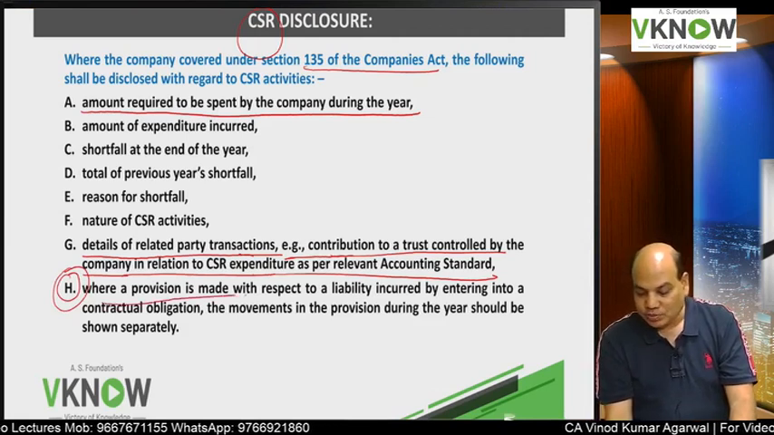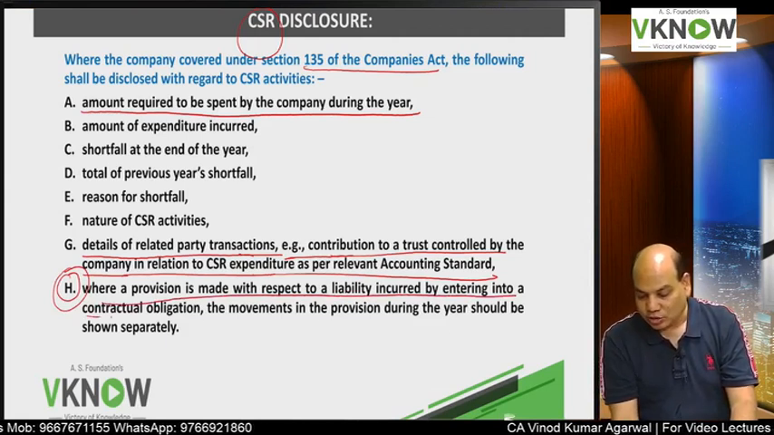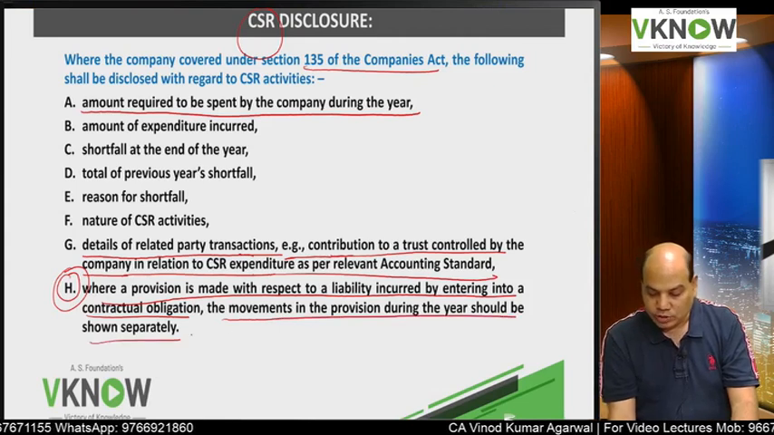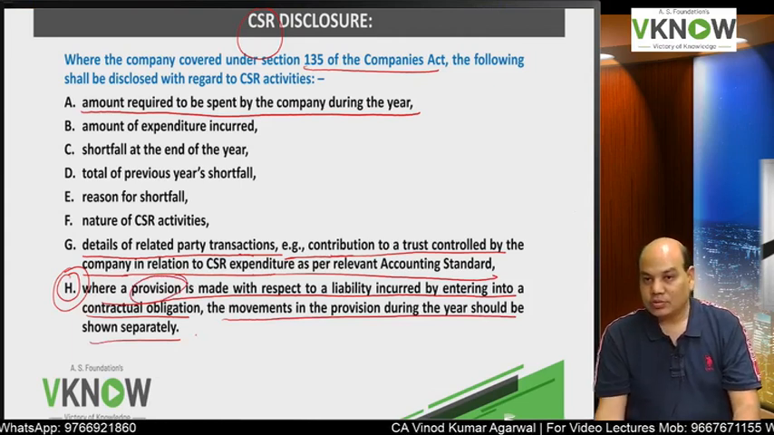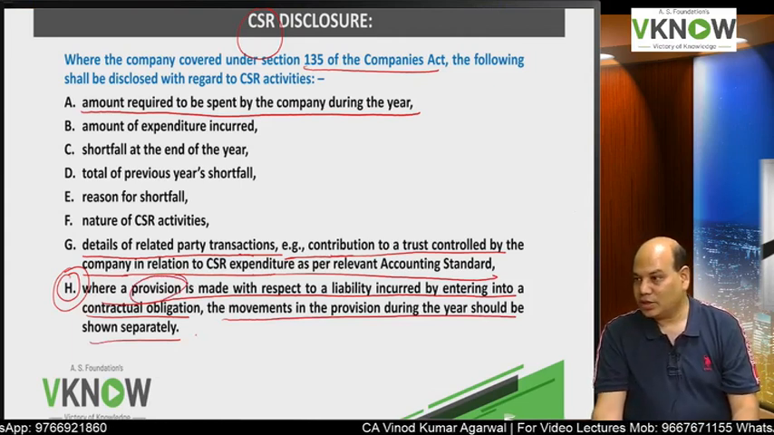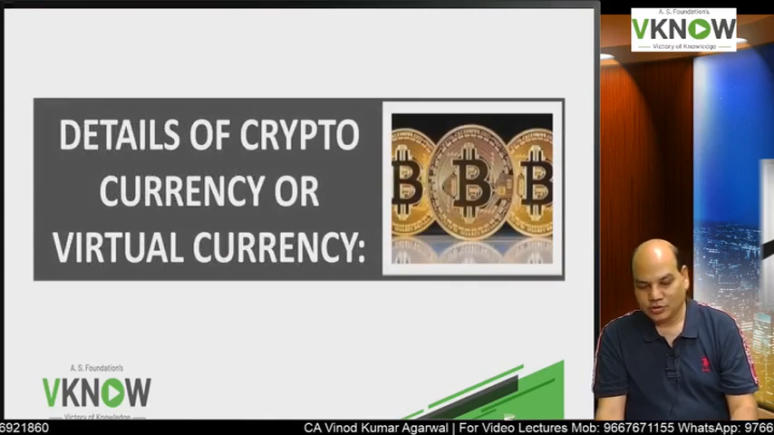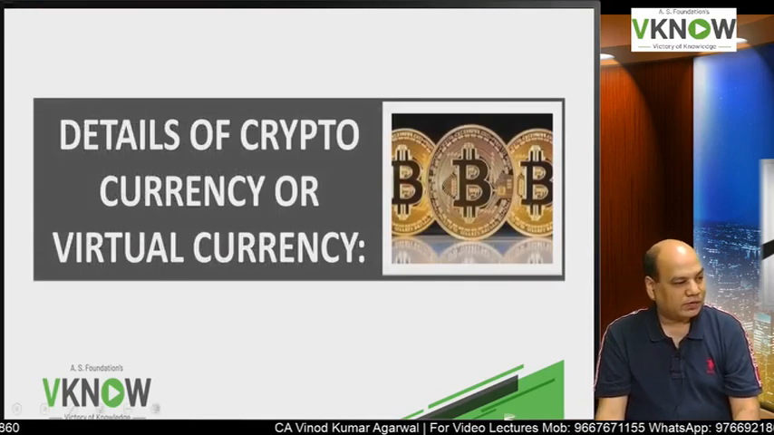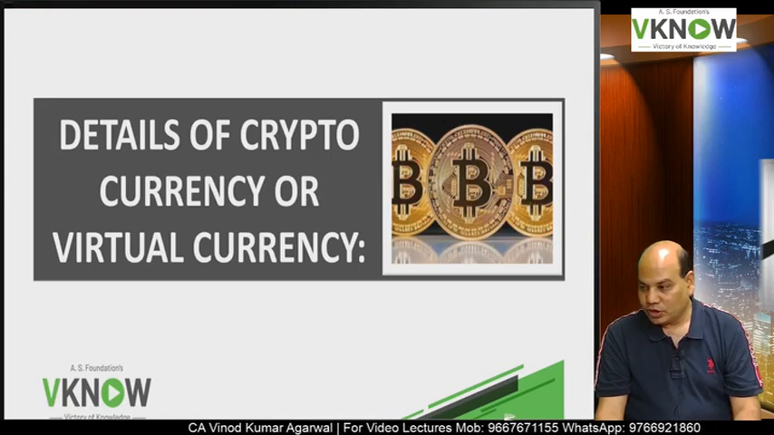Where a provision is made with respect to a liability incurred by entering into a contractual obligation, the movement in provision during the year will be disclosed. So if you have created any provision, movement, opening, addition, deduction and closing balance with respect to that provision will be disclosed. And one more paragraph I will discuss is details of cryptocurrency or virtual currency you have to disclose.